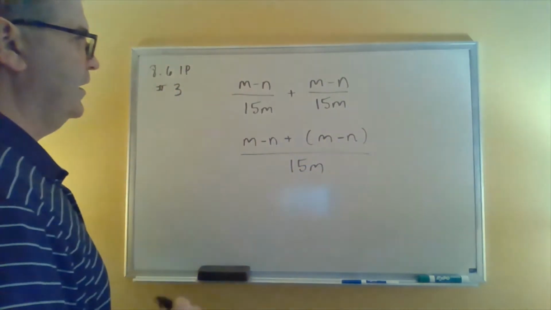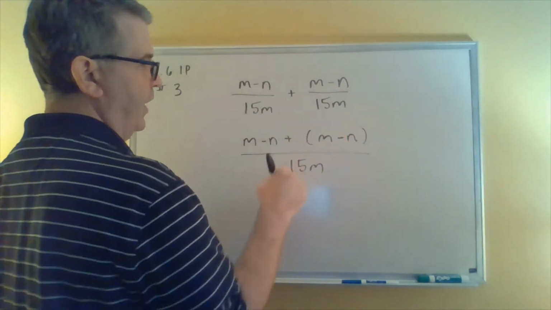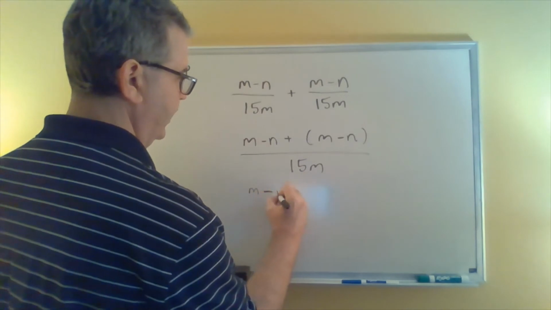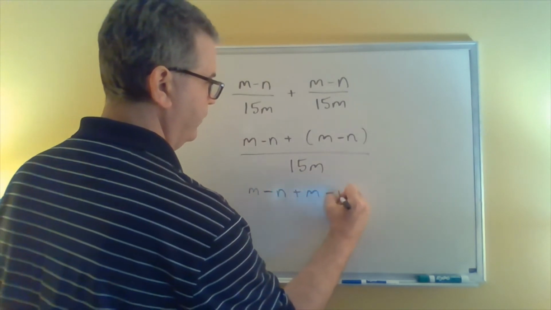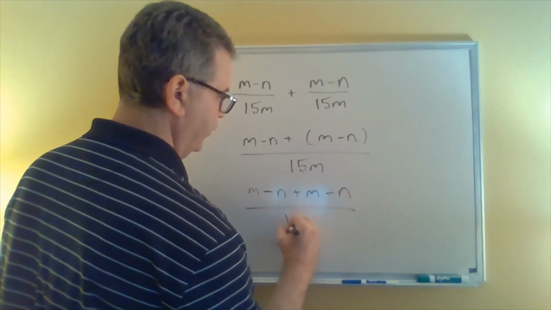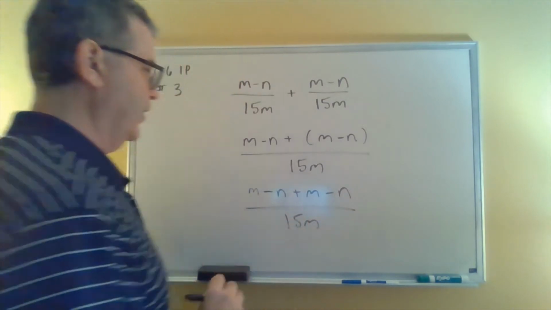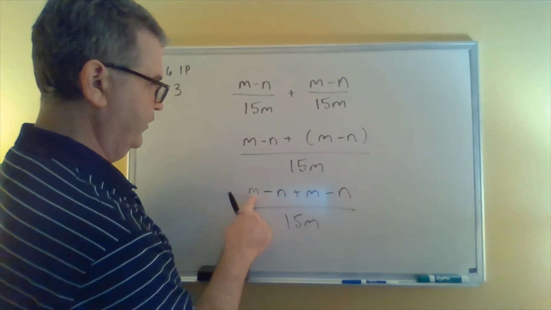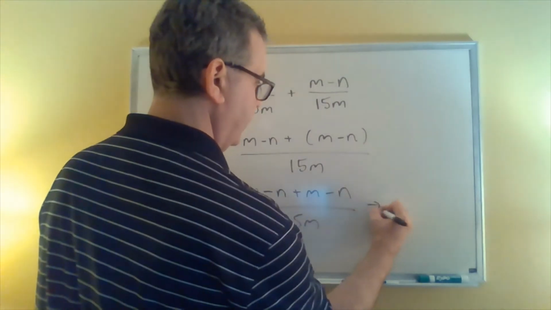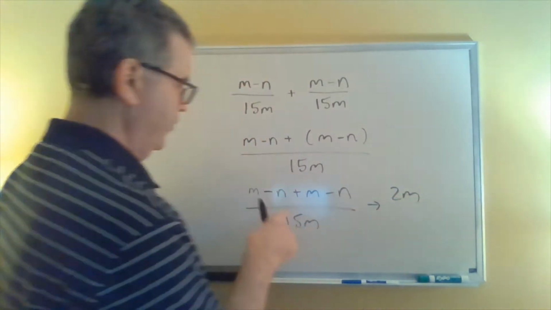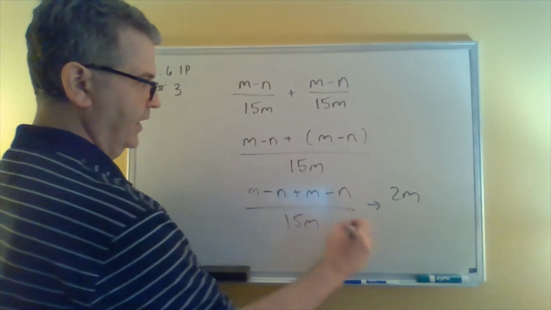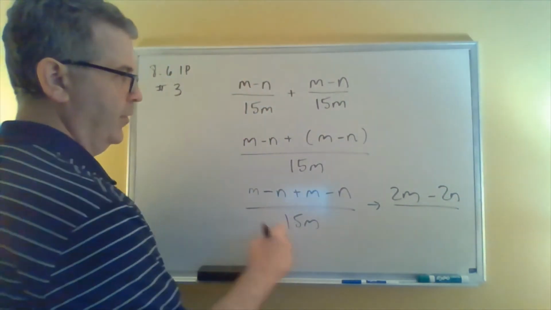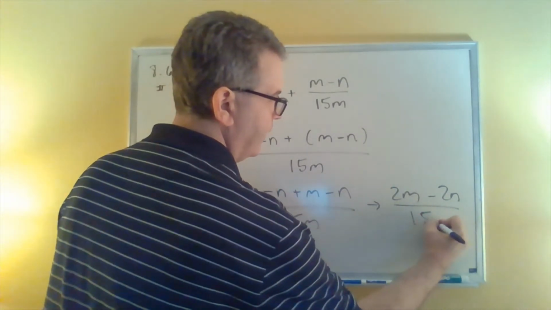So when we're combining these, distributing that positive through, I'm just going to have m minus n plus m minus n. That's all going to be over 15m. We need to combine our like terms. I'm going to have a positive m plus a positive m. That'll give me 2m. I have a negative n minus an n. That's going to give me minus 2n. All over our common denominator of 15m.